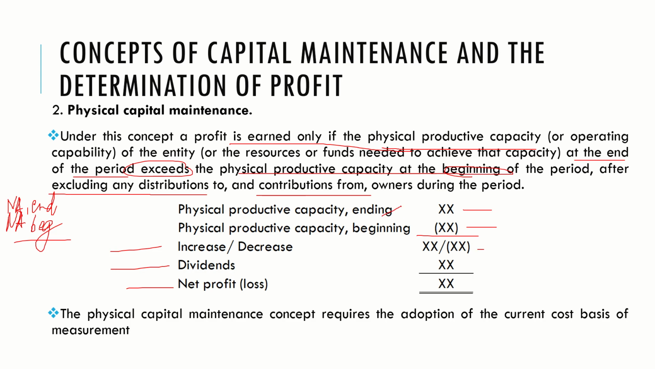So pag mas mataas yung ending kaysa sa beginning, then we have an increase. Pag mas mataas yung beginning kaysa sa ending, then we have a decrease. Okay? Then we have to add back any dividends that was given. Actually, nalimutan ko rin dito, if ever that you have additional, wala naman kasing issue one since this is not equity on the issuance of shares. It's more on the physical productive capacity. So baka meron contributions if any. Okay? So pwedeng i-minus po yun. But the dividends will be added back since it was deducted nung pababa na computation. So to arrive on our net profit or loss.